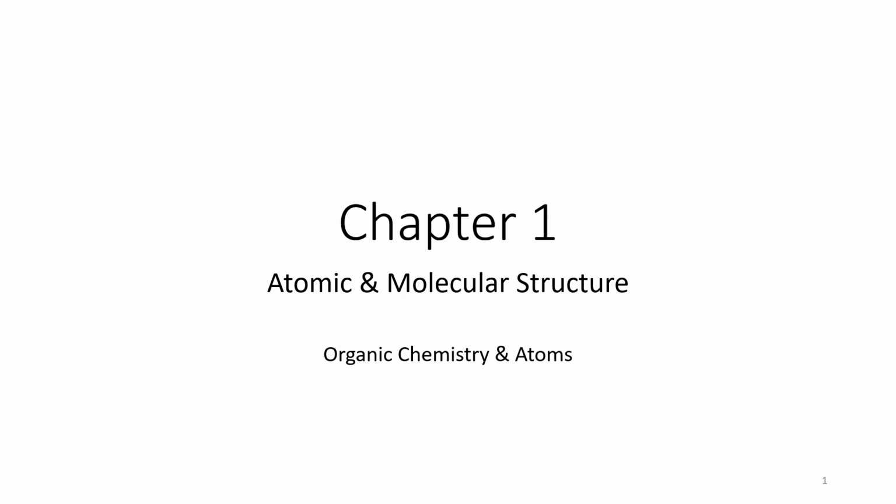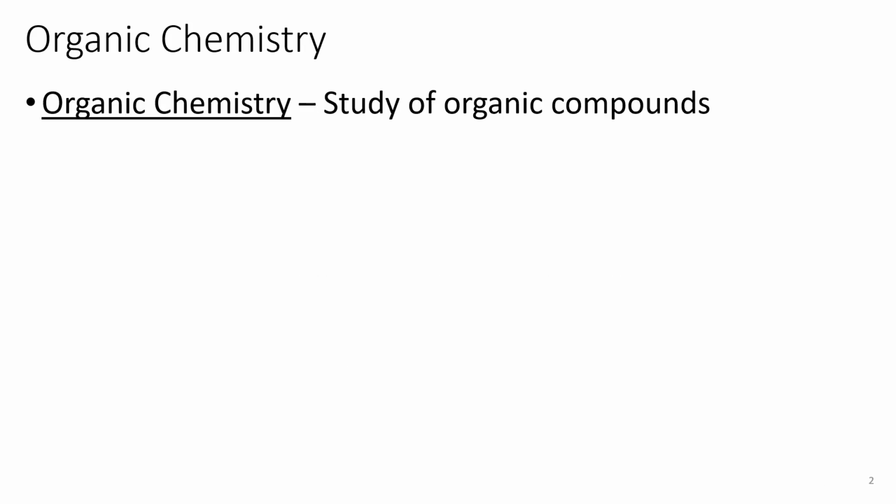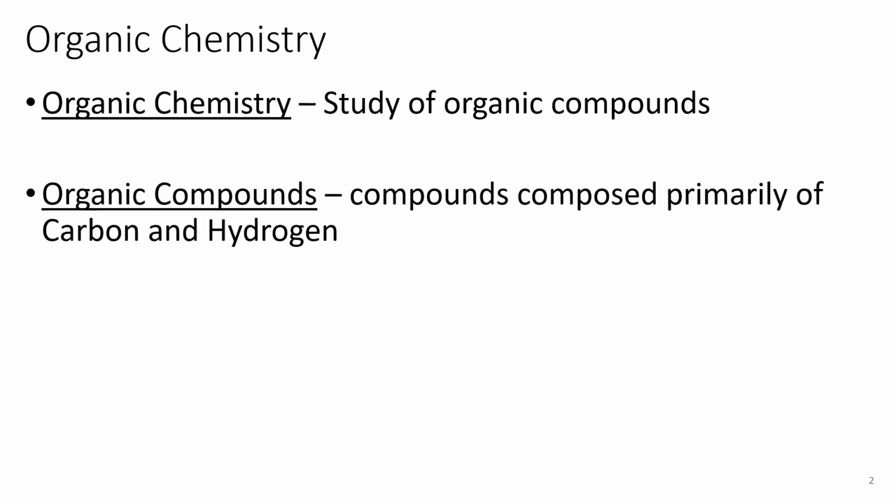In this first part of Chapter 1, we're going to cover organic chemistry and do a quick review about atoms. So first off, organic chemistry is the study of organic compounds. It seems like a very narrow branch of chemistry, but it's actually a very vast area of chemistry when we talk about what organic compounds are. Organic compounds are any compounds that are composed primarily of carbon and hydrogen.